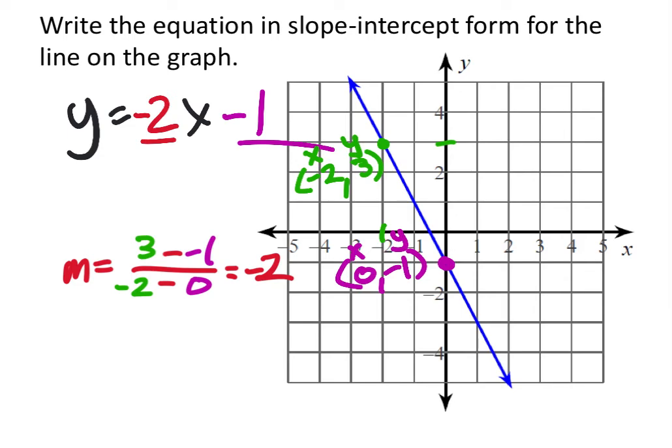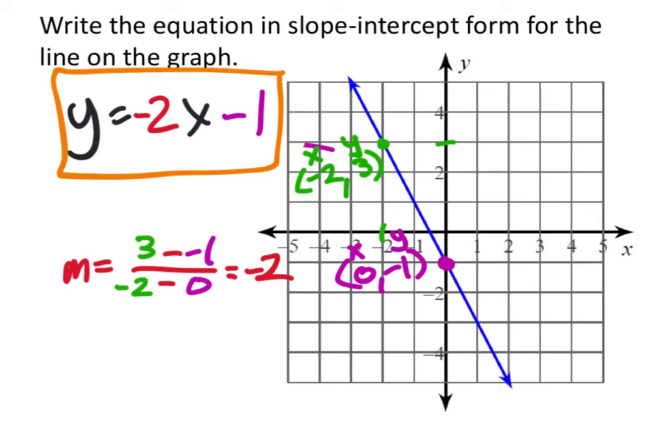So I have my m, which is the coefficient of x. I just put it in as negative 2. I'll clean this up a little bit, make it look pretty. And there's our answer right there. Y equals negative 2x minus 1.